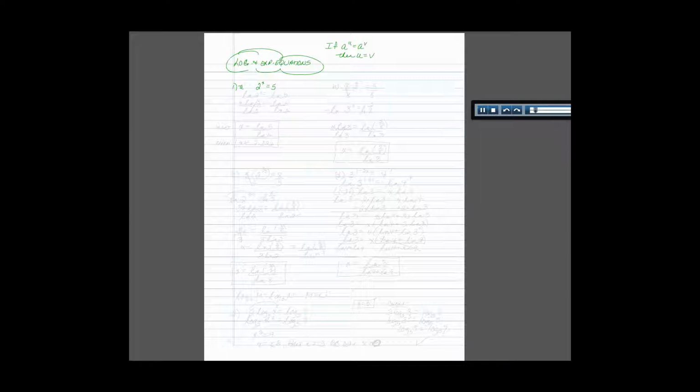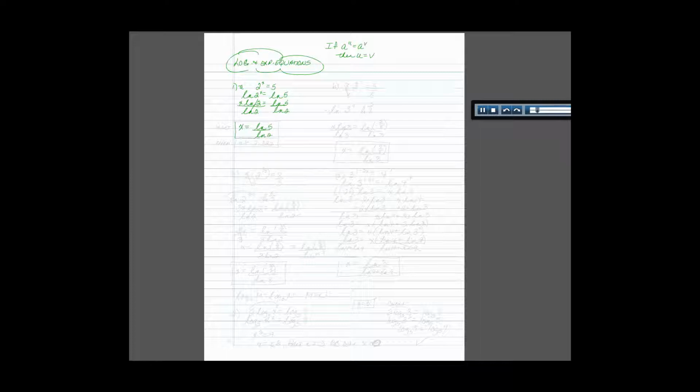I can't get the bases the same. So we're going to take the log, or the ln, of both sides. So the ln of 2 to the x equals the ln of 5. Now we know that since that's an exponent, I'm going to use my power rule, my property of logs, and bring it down front. x ln of 2 equals ln of 5. And now if I divide both sides by ln of 2, you see that x is equal to ln of 5 over ln of 2.